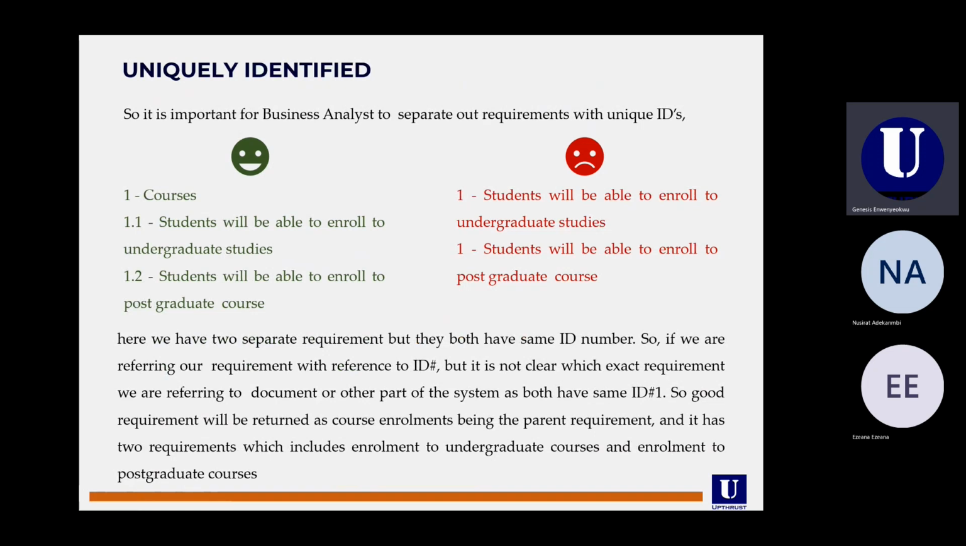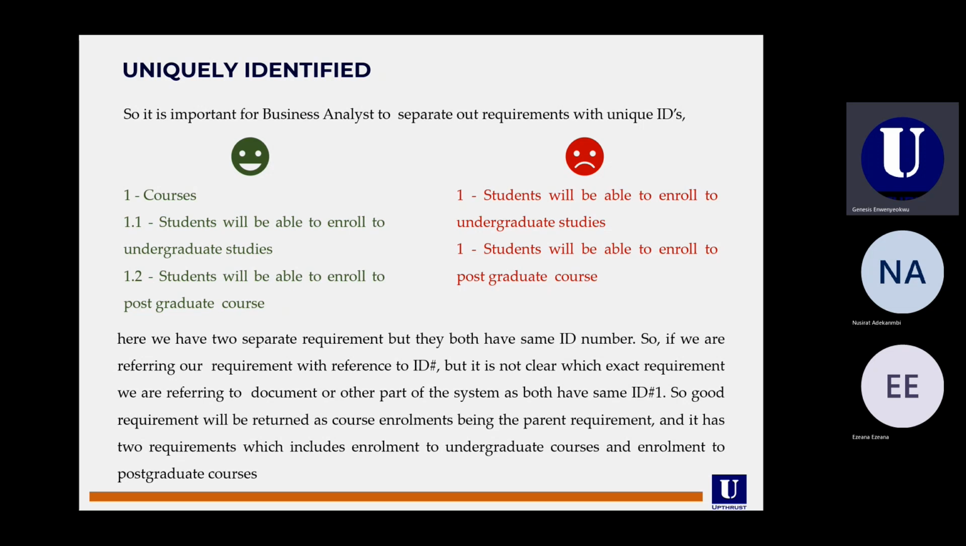Another criterion is that our requirements should be uniquely identified. So it is very important as a BA to separate out requirements with unique identifications, with unique IDs. Looking at the bad requirement or the improper requirements on the right, it says, number one, students will be able to enroll to undergraduate studies. Also, breaking it further, it says students will also be able to enroll to postgraduate study, just like we had in the previous requirement, right?